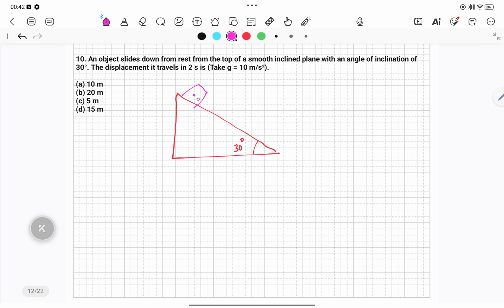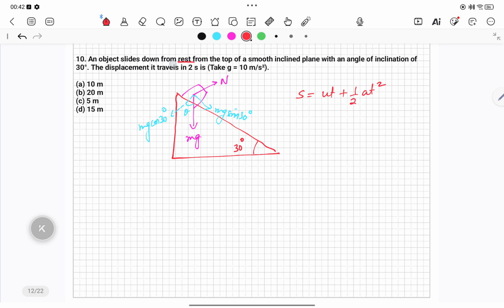So the forces acting on this object will be the normal reaction and the mg force. Now the components of forces will be mg sine theta, this is mg sine theta, and this will be mg cos 30 degree. Now we have to calculate the displacement. So we know that S is equal to ut plus half at square.